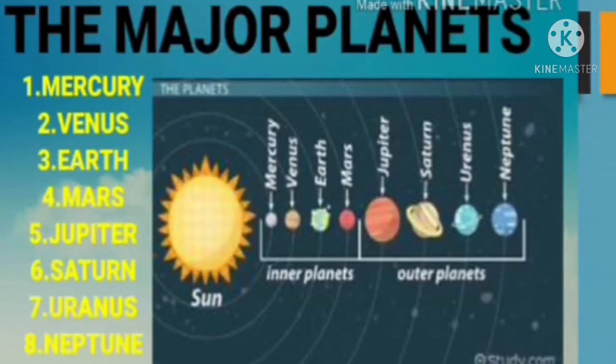Mercury, Venus, Earth and Mars, Jupiter, Saturn, Uranus, Neptune. Now, can you sing with me? The major planets. Mercury, Venus, Earth and Mars, Jupiter, Saturn, Uranus, Neptune.